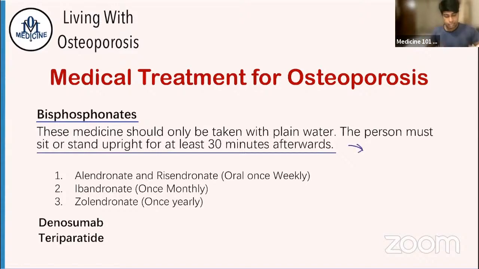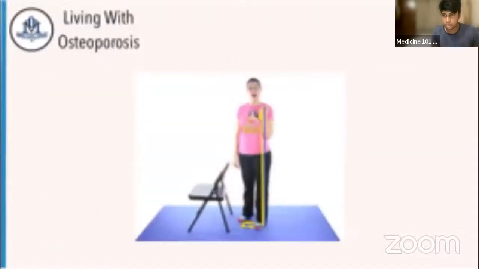This drug is not given, or is rarely prescribed, to patients with kidney diseases or esophageal diseases. If you have problems with swallowing, these drugs are not given. And this is how they prescribe it. Then there are 2 other types called denosumab and teriparatide. So yeah, that's the whole thing.